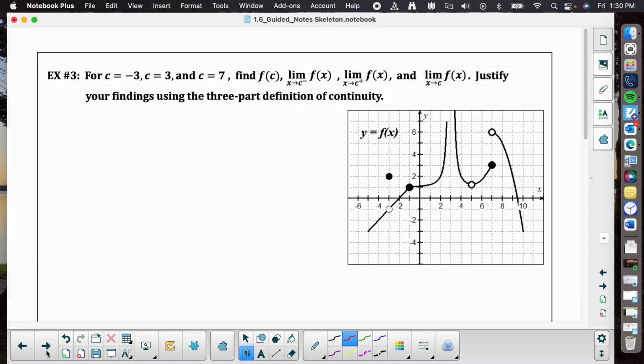Okay, let's do a question together. I thought this would be the best way to learn the differences.